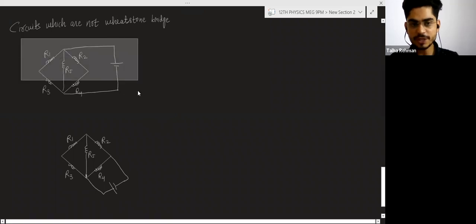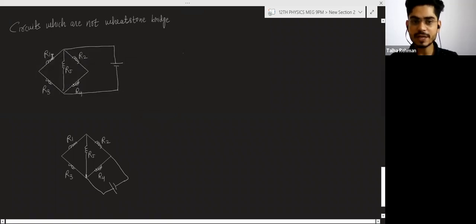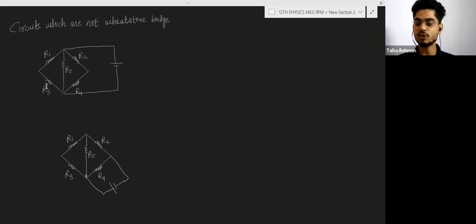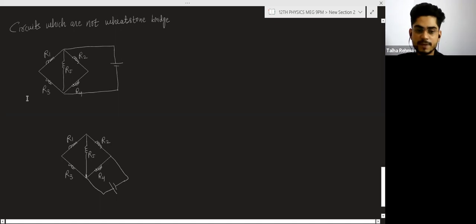Why is this not a Wheatstone Bridge? Because we know that this is a finite combination, meaning here we can identify these two resistances are connected in series, but in a Wheatstone Bridge we cannot identify this until and unless the ratio of the resistances are equal. So this type of questions you can also get.